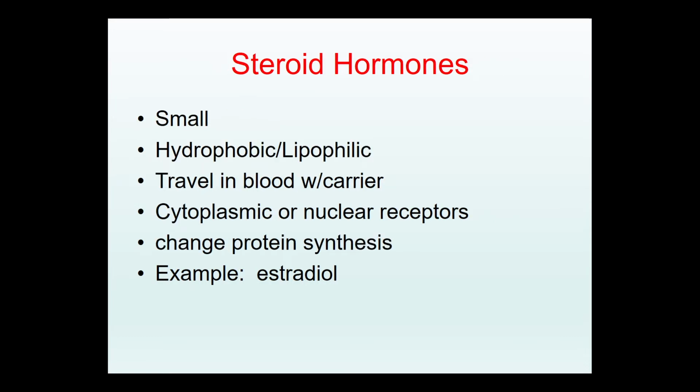If we talk about the properties of steroid hormones, they are smaller than peptide hormones, of course. They are hydrophobic. For their transportation in the blood, a special transport protein or at minimum albumin is necessary. They have cytoplasmic or nuclear receptors, and they interact with a special site of DNA and change the transcription. They take part in regulation of transcription, and in such a way they take part in regulation of protein synthesis. For example, estradiol.